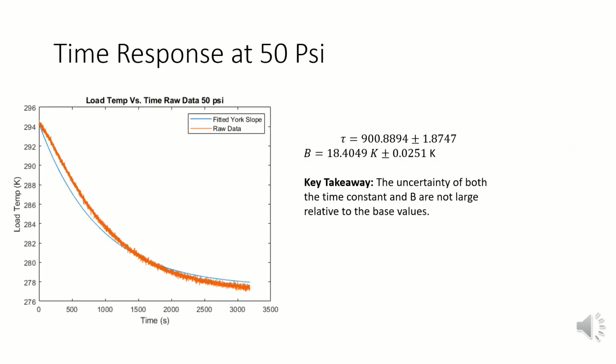The time constant and B values calculated from the York regression method are close to the experimental values. Similarly, their uncertainties are not very large either. It is worth noting that a better fit could possibly be done if this 50 psi run was allowed to go on longer in order to reach true steady state.